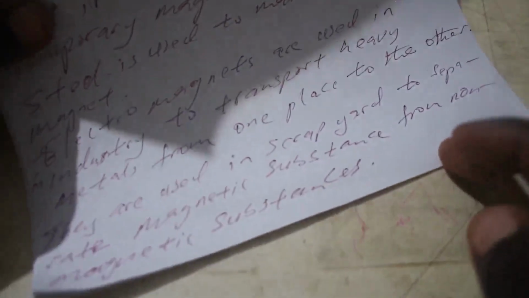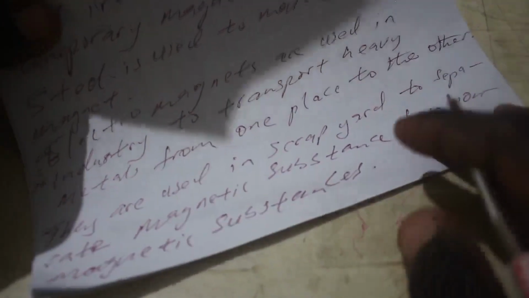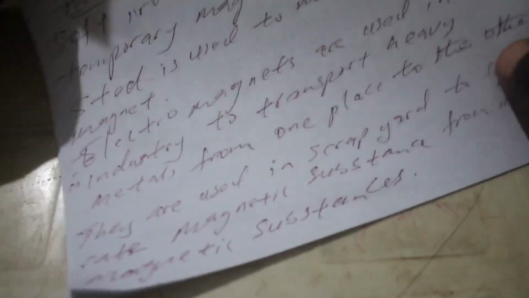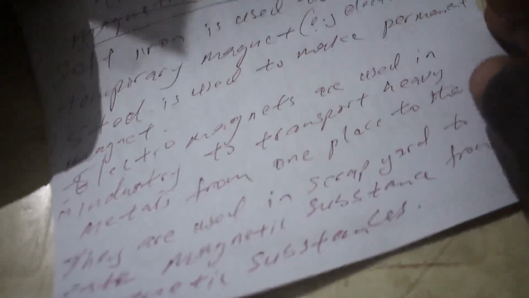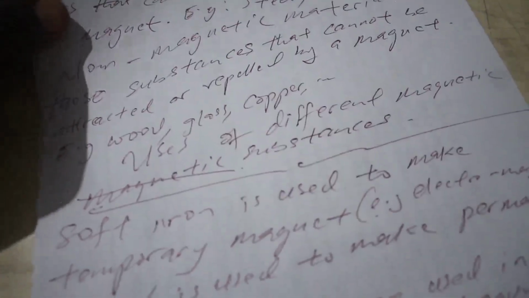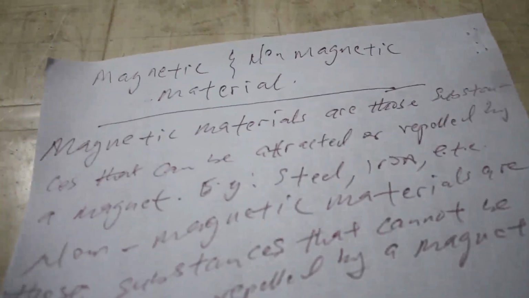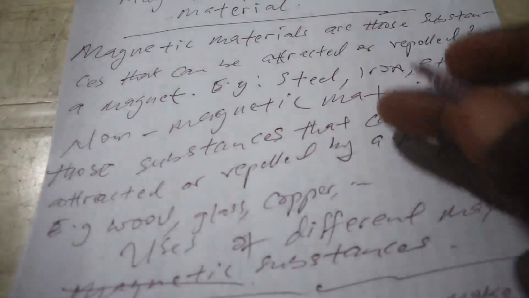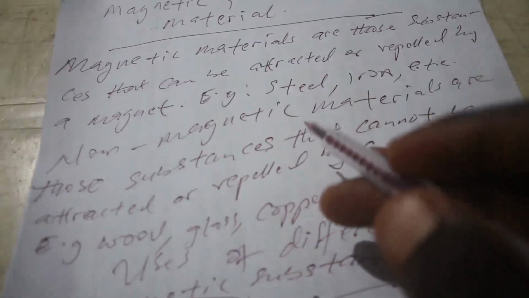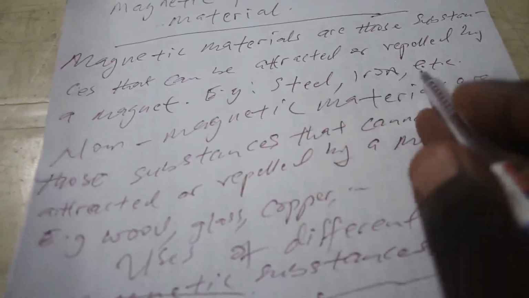So this is what it is. I think that's it for magnetic and non-magnetic substances and their uses. So here we discussed magnetic and non-magnetic materials. We said magnetic materials are those materials that can be magnetized or attracted or repelled by a magnet, e.g. steel and iron.